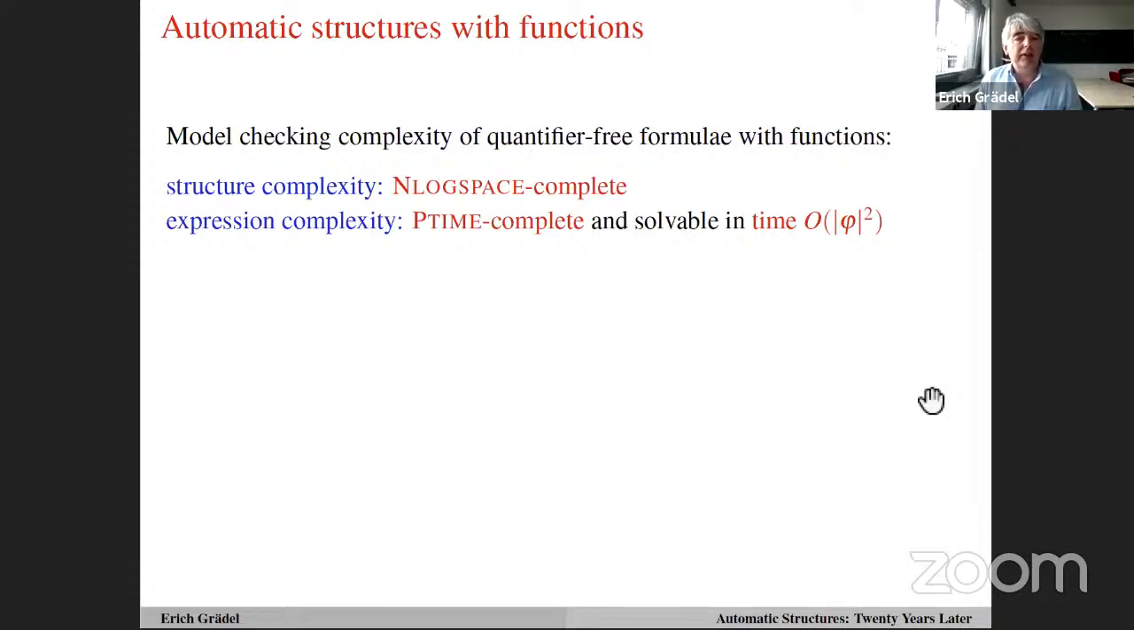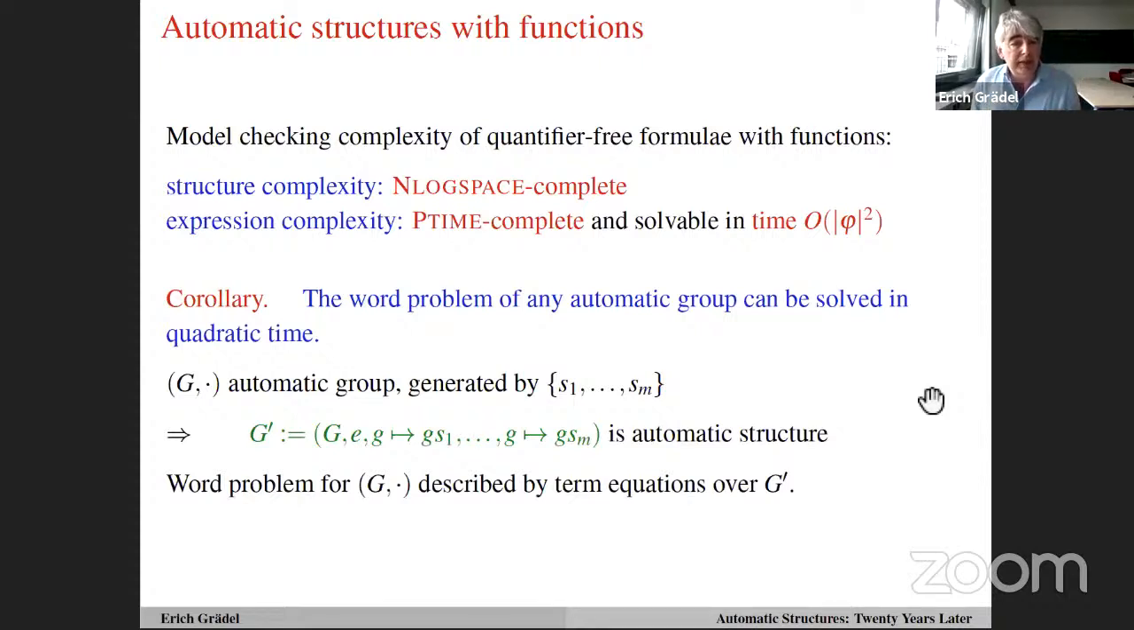This is important because it generalizes the result mentioned above on automatic groups. The word problem of any automatic group can be solved in quadratic time, and this can be seen as a specific instance of that result. When we consider an automatic group generated by s1 to sm, then the Cayley graph is an automatic structure, but the Cayley graph can be seen as a functional structure with the functions mapping a group element to the product with one of the semigroup generators. So by the result above, a quantifier-free formula on the structure can always be evaluated in quadratic time. And the word problem is, of course, just described by a term equation, that is a quantifier-free formula over this Cayley graph.